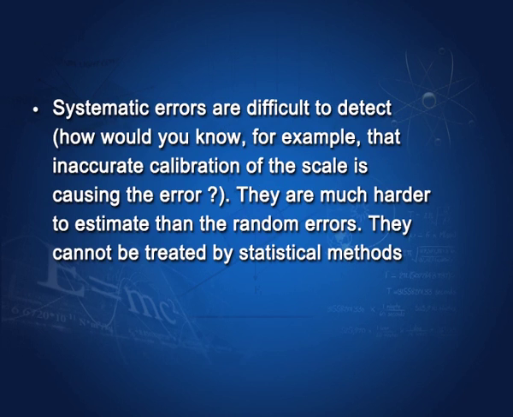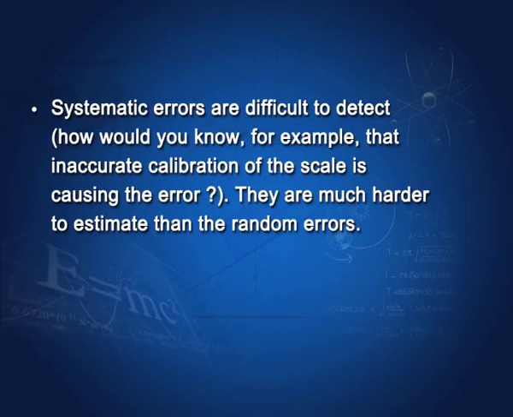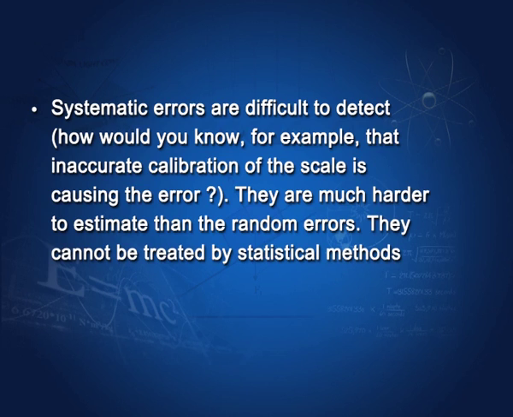Systematic errors are difficult to detect. For example, doing an experiment, you do not know that the scale is not properly calibrated. How would you know? You do not know that the zero of the scale has shifted. Again, it is very difficult to find out. Systematic errors are therefore much harder to estimate than random errors. They cannot be treated by statistical methods. For example, you cannot take averages, as we shall do with the random errors.